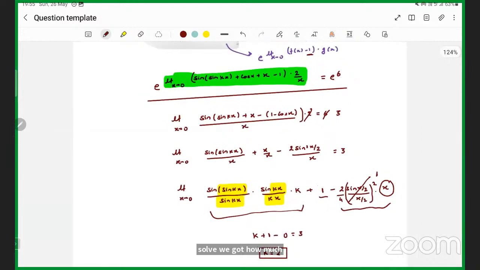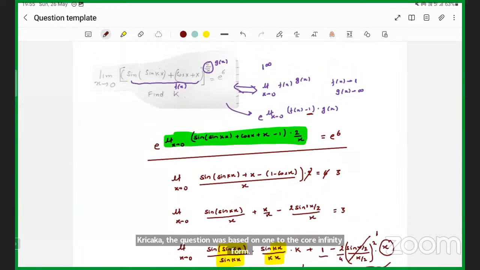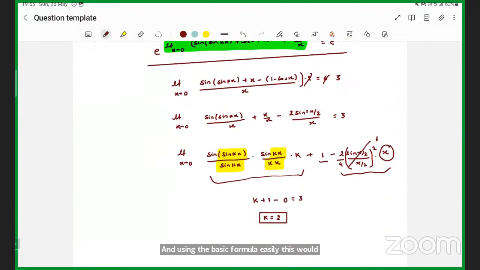I hope things are clear. If I can give a quick recap, the question was based on the 1 to the power infinity form, and using the basic formula, it could easily have been solved. I'm pretty sure that the majority of you would have definitely solved it correctly. In case anybody has any doubt, please raise your hand.